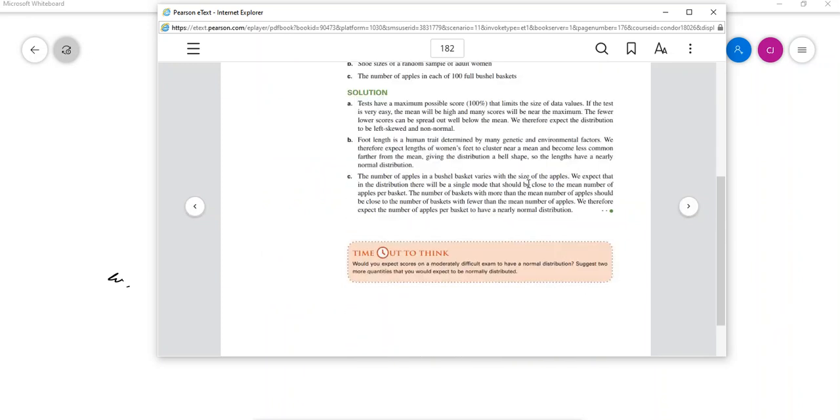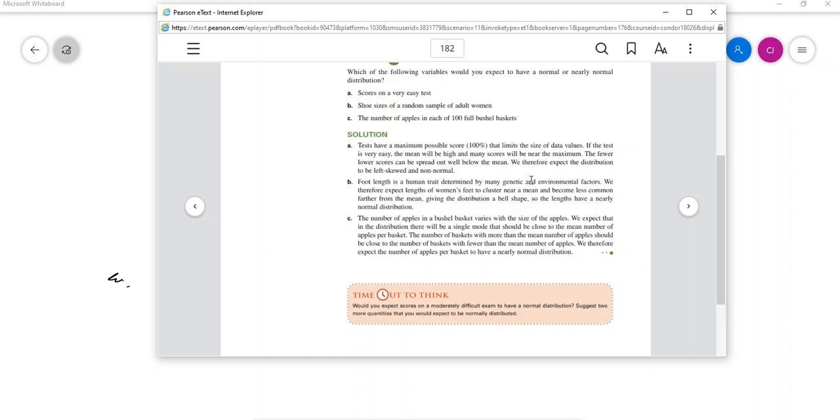Okay, is it normal? Again, scores on a very easy test. Probably not. Scores on it, that means everybody would probably score very high, and it would be way up. There'd be a few maybe lower ones, but the curve would be kind of curving upward.